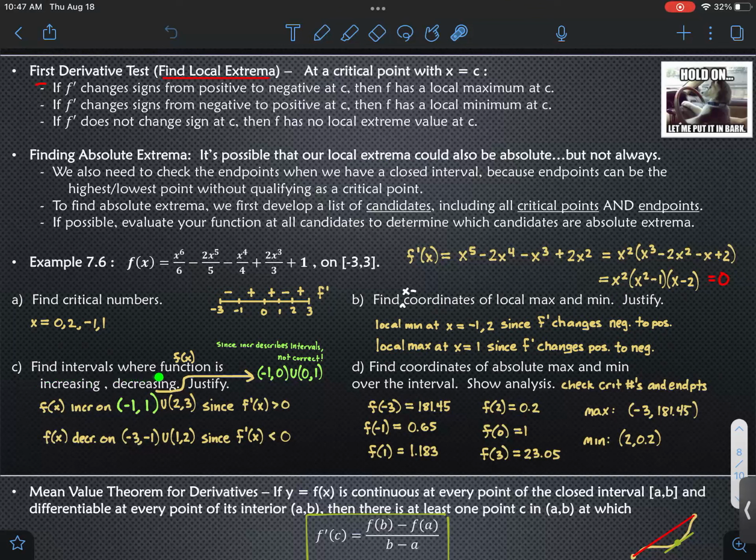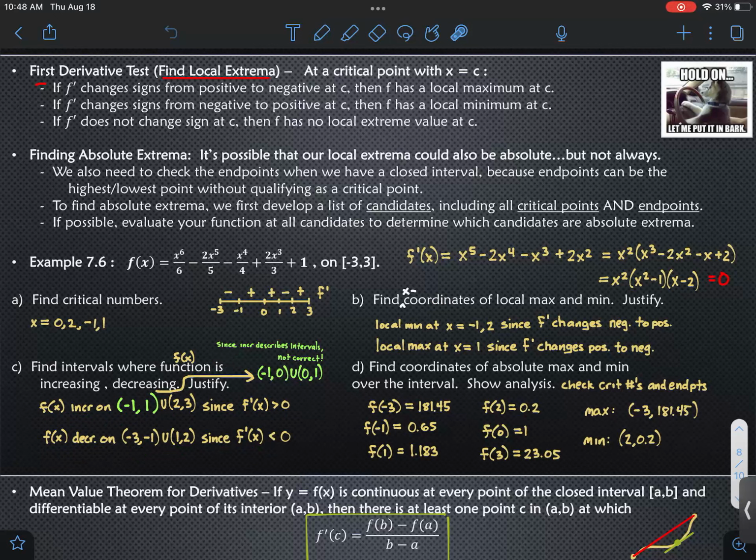Let's find intervals where f of x is increasing and decreasing. Again, justify. We do that by, again, looking at derivatives. Here I've said f is increasing from -1 through to 1, and also from 2 to 3. That's where f prime was positive. F of x is decreasing from -3 to -1, also from 1 to 2, that's where f prime was negative. I have a little note here.